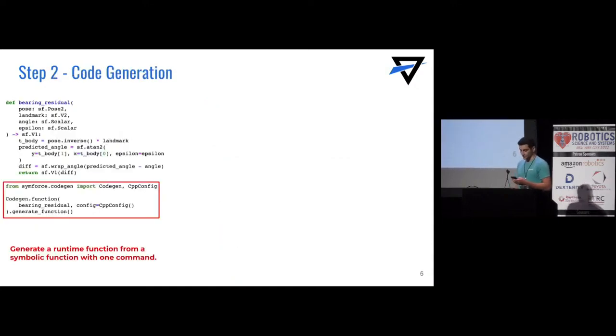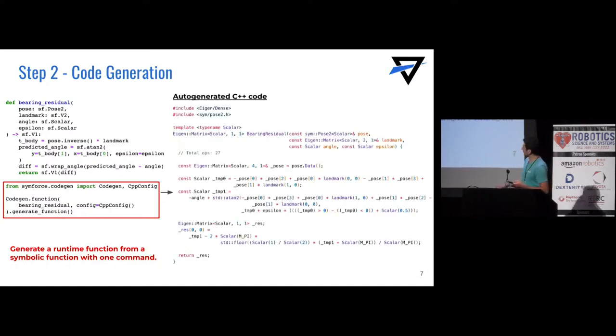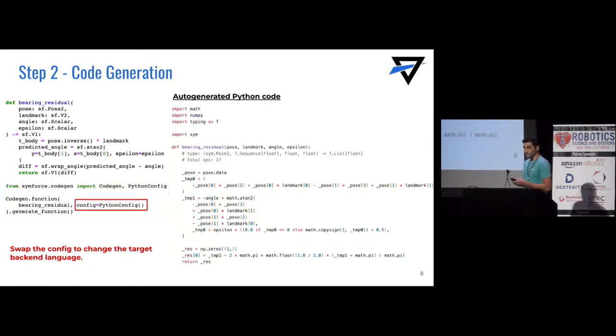So we pass each function to the code generation class and tell it what language to generate, in this case C++. We get a generated C++ function with an equivalent API to the symbolic function. It has no branches, no memory allocation, and its only dependency is the Eigen matrix library. By changing one argument, we can generate an equivalent Python runtime function that depends only on NumPy. SymForce aims to support many target languages.